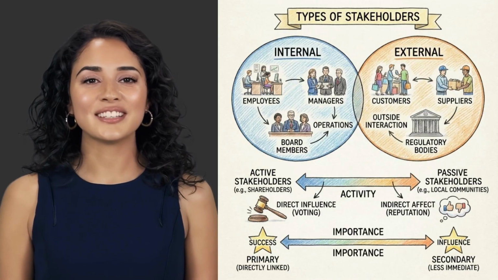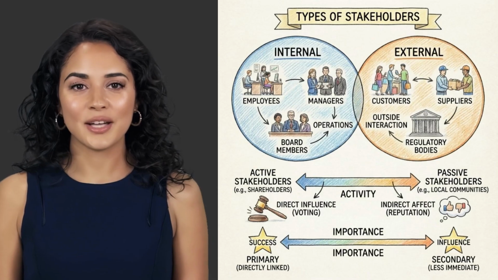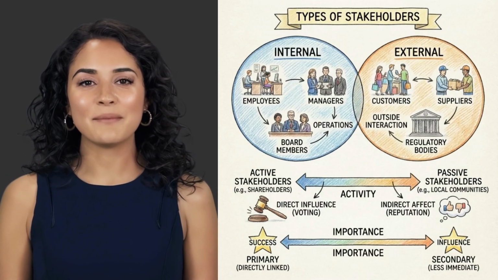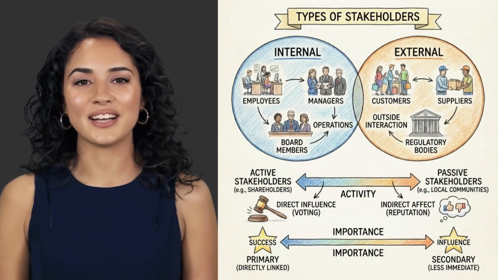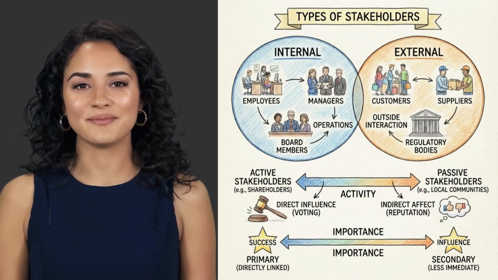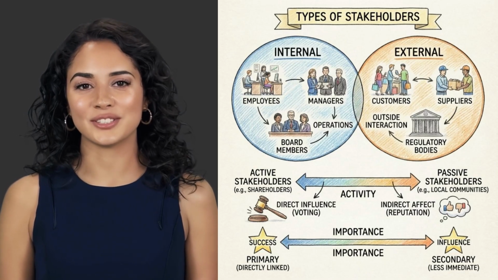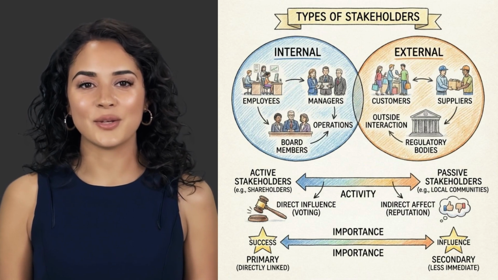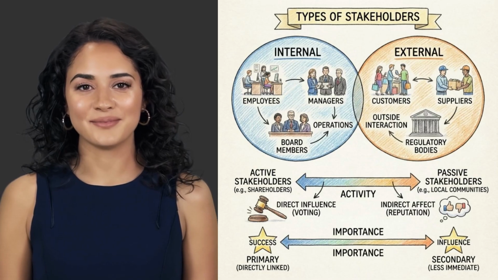Before we start mapping them out, we need to distinguish between the different types of stakeholders. Broadly, we have internal stakeholders, such as employees, managers, and board members who are integral to operations. Then we have external stakeholders, like customers, suppliers, and regulatory bodies who interact with the organization from the outside.